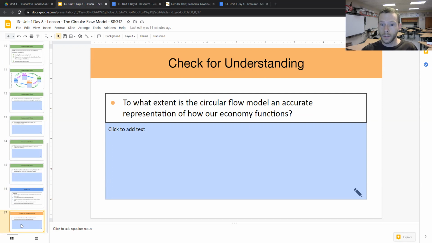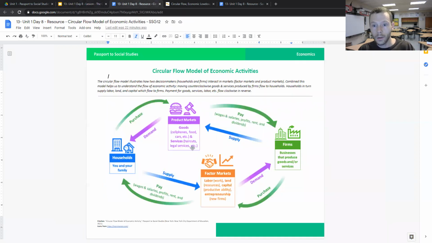You can ask them to consider to what extent is the circular flow model an accurate representation of how our economy functions. And depending on what they write in the document, or if you ask them to share out verbally, it can give you a good sense as to what the various challenges might be in your students' interpretations of the circular flow model. All right, so that'll do it for today's guidance video.